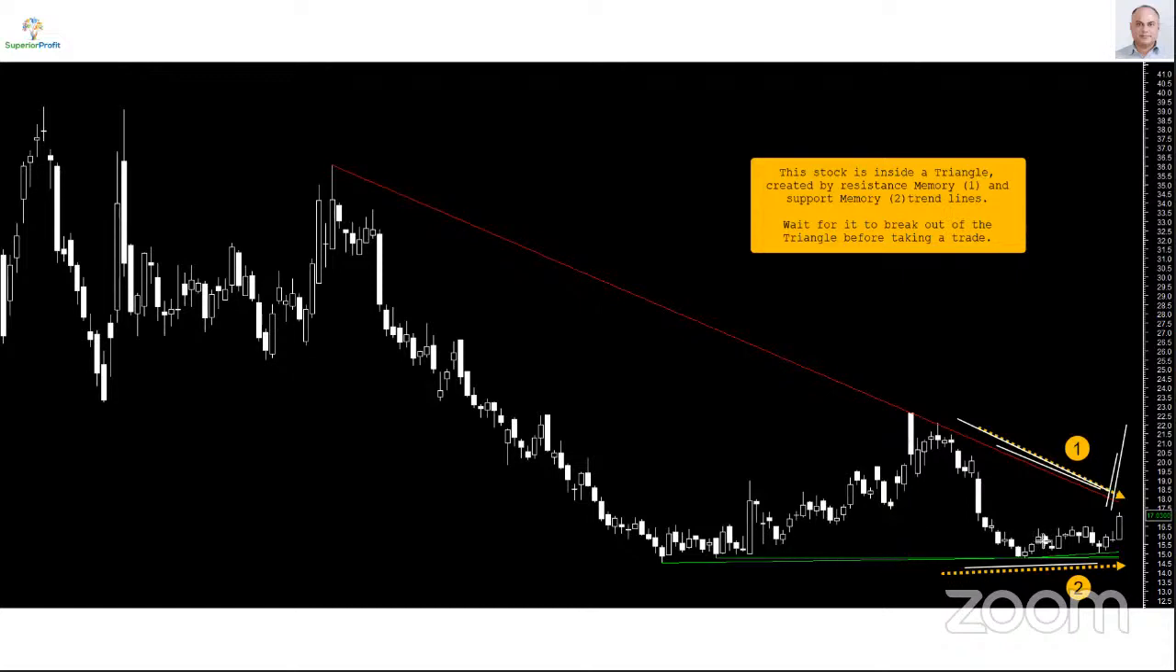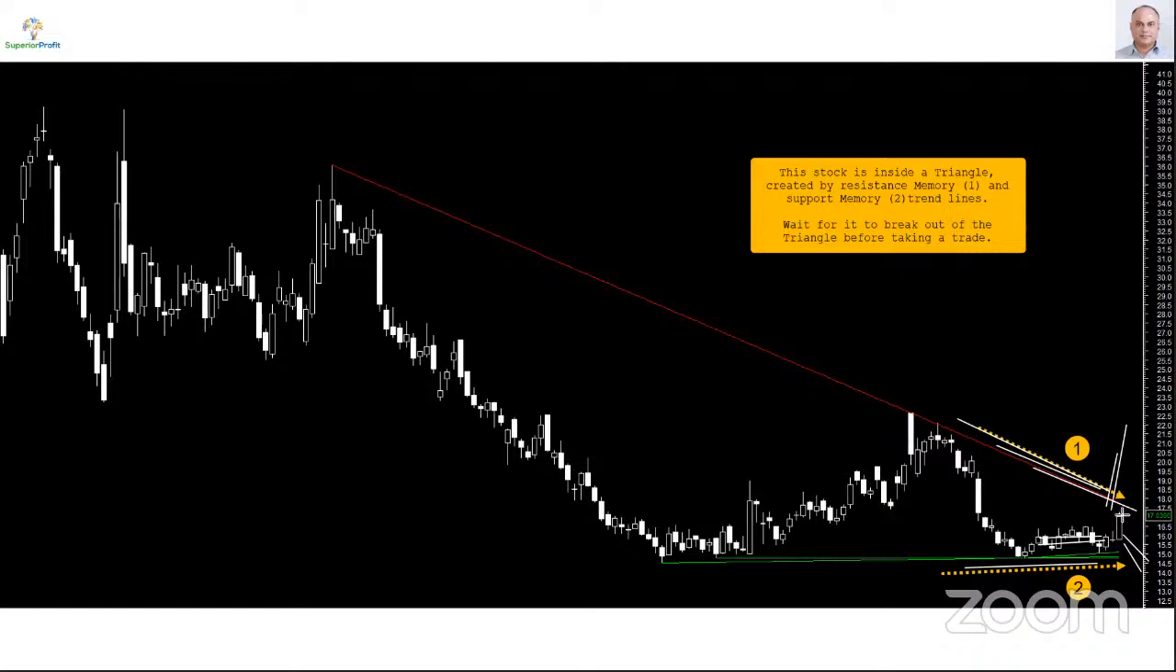Now, looking at this pattern, I don't have the squeeze indicators here, but if you see it was inside a squeeze and this last move was a breakout of the squeeze with bullish momentum, then you may not wait for the trend line resistance of the triangle to be broken. You may take an early position on this day itself. This is what I mentioned earlier.